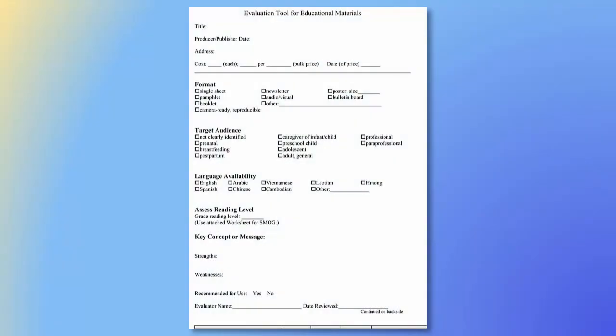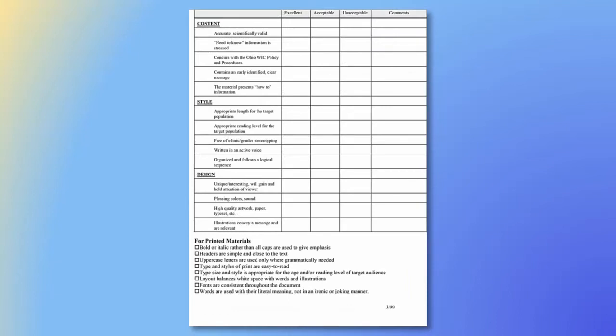For your pamphlets, booklets, and newsletters, use this form, Evaluation Tool for Educational Materials. These are all the materials you are currently using. Outdated materials and materials you no longer use should be purged at least yearly from these files.